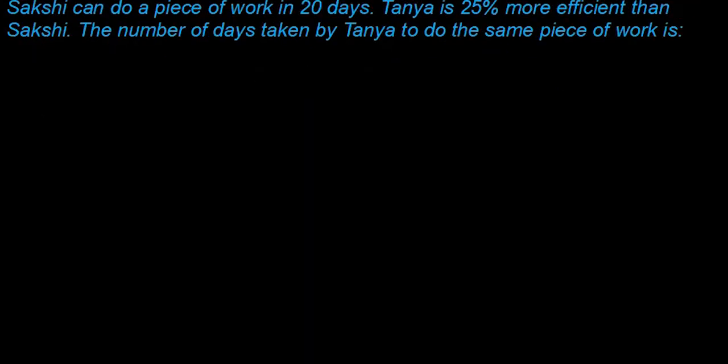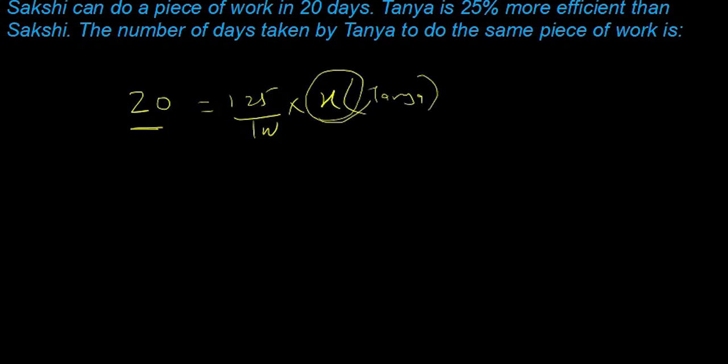Sakshi can do a piece of work in 20 days and Tanya is 25% more efficient than Sakshi. Let's say Sakshi is doing it in 20 days, and this is 125% of something. What something? Tanya's number of days, and she has 125%. It is 125% of this 20.